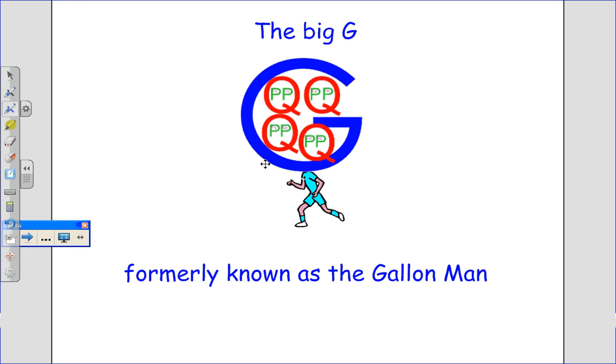This lesson is on the gallon man, which is just a fun way to remember some conversions on how to convert different measures of liquid like gallons, quarts, pints, cups. So let's look more carefully at gallon man and what each of these letters means.